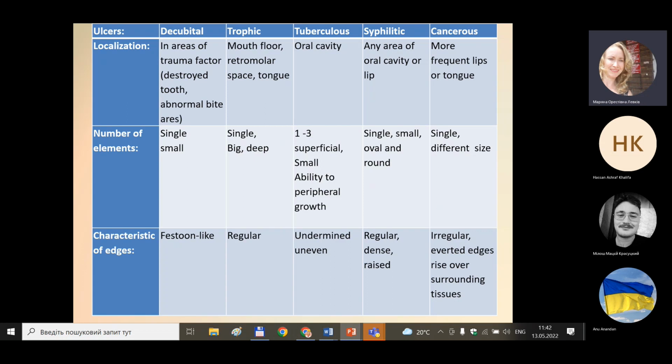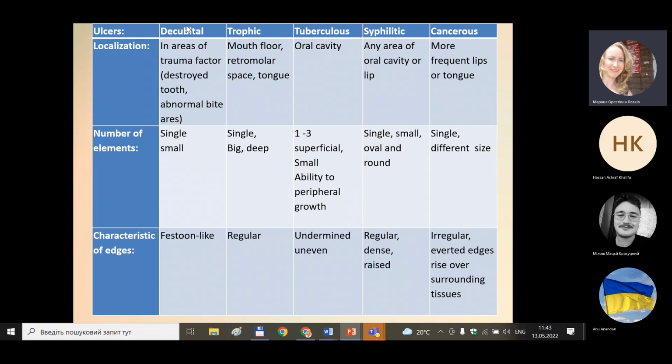One more presentation, oral manifestation of cardiovascular disease, is trophic ulcers. Trophic ulcers. They have their special localization. They can be localized in those areas where there are some prostheses or not appropriately positioned tools that can damage the buccal mucosa or tongue. With underlying cardiovascular disease, such disorders with teeth could lead to trophic ulcer. They have another name, pressure ulcer, or decubital ulcer as well.